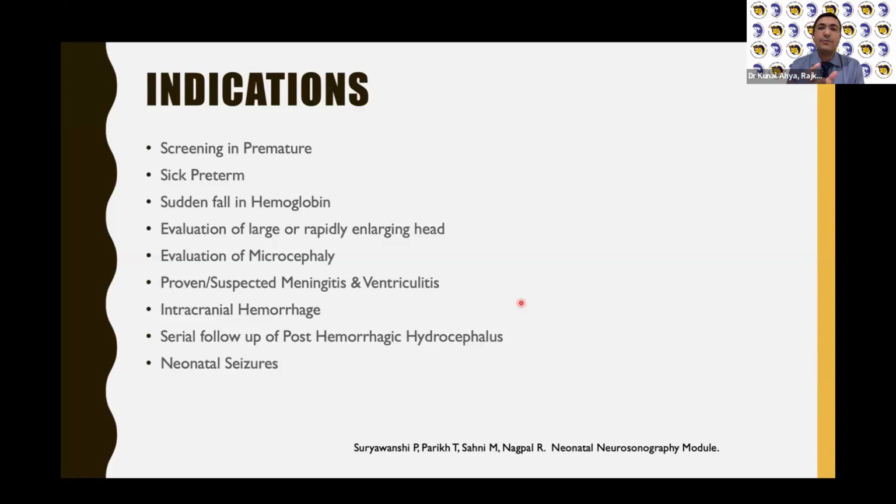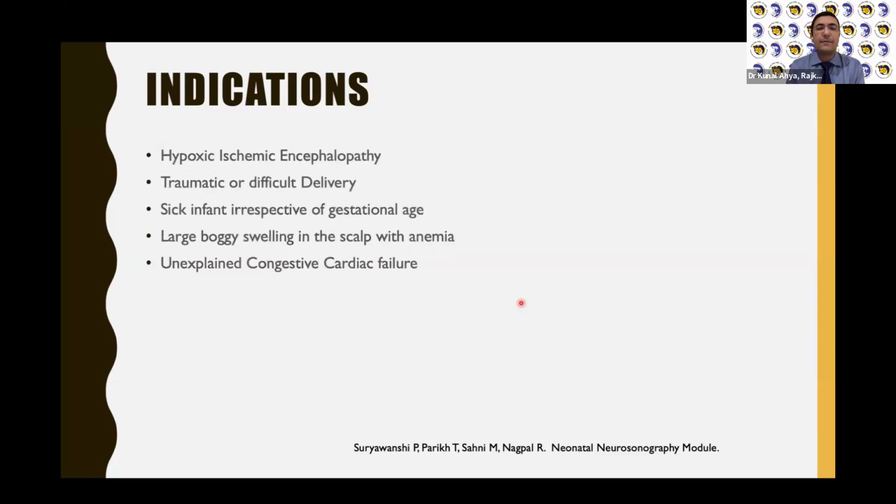Clinically, you measure the head circumference, but with ultrasonography, you can measure the ventricular index, which Dr. Vishal will be describing. You need to measure those parameters so that you can decide whether you need to intervene in those babies or not. In babies with neonatal seizures, and in babies with hypoxic ischemic encephalopathy, you also need to do a head ultrasound to look for neuroprognostic markers like RI.